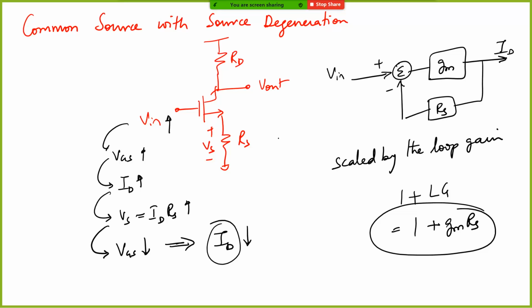If you look at the gain, you just put GM RD here, then the current going through RD will give you the gain. So everything gets scaled by this feedback or loop gain factor. Now let us see whether this is really the case by doing a small signal analysis. All right, how do we do the small signal analysis? We have RD here, we have RS here, we have V in here.